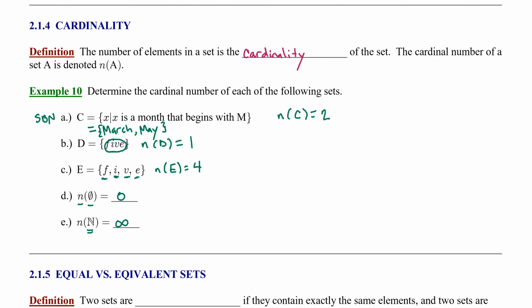So again, cardinality, denoted n(A), or n of the set, is simply the number of elements contained in that set. Aside from learning the notation, it's a pretty simple concept.